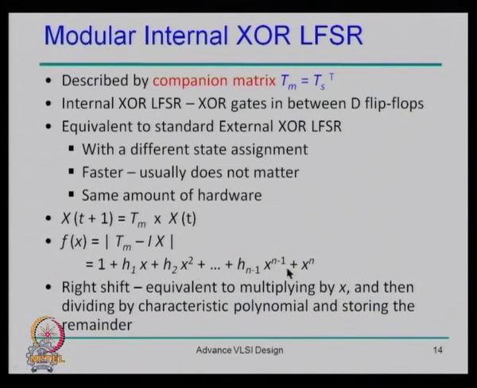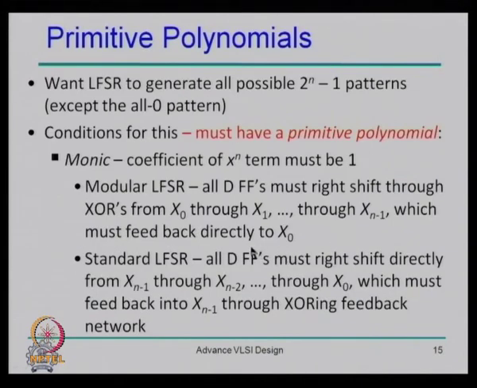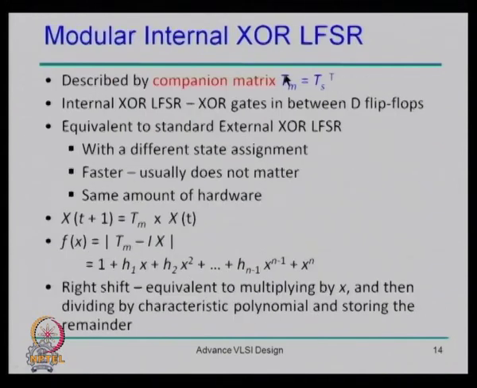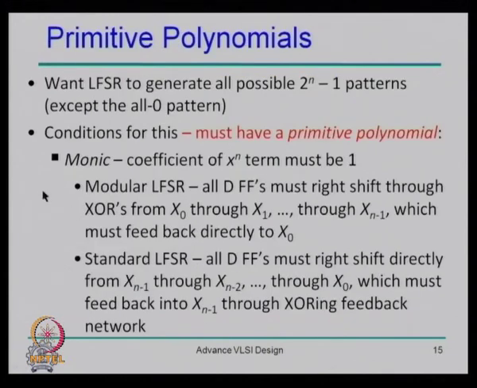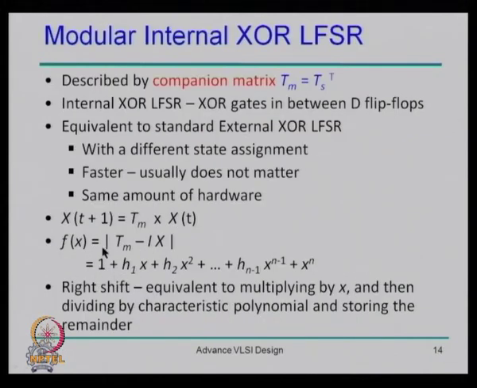1 plus h1 x plus h2 x squared up to h(n-1) x raised to the power n minus 1 plus x to the n. If you want to achieve a very long sequence, the characteristic polynomial given by this expression should be a primitive polynomial. And what are the conditions for a primitive polynomial? One condition is that it must be monic. That means the coefficient of the x^n term must be 1, so it should always have the 1 plus x raised to the power n term. These other terms may or may not be there.